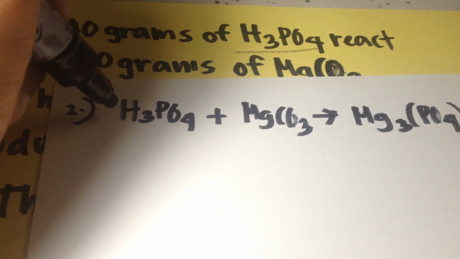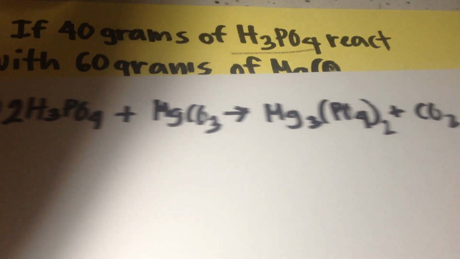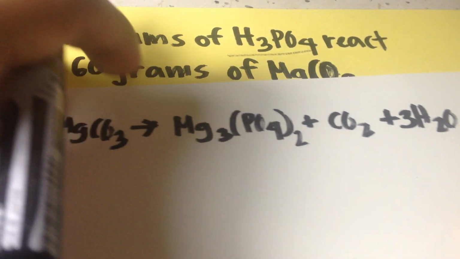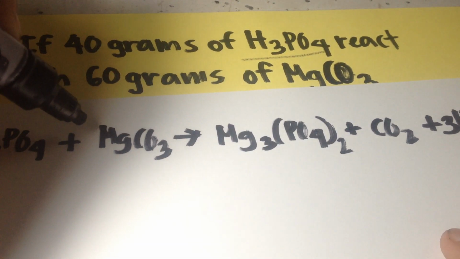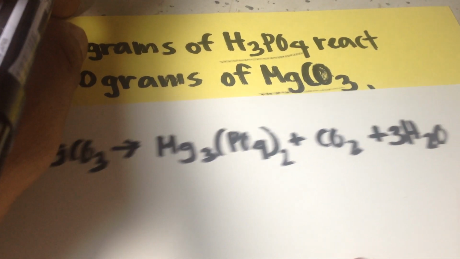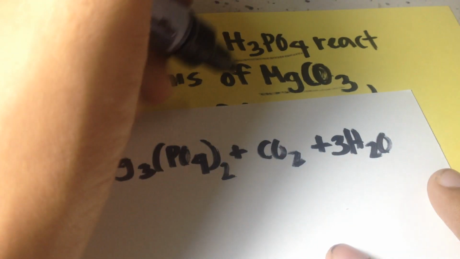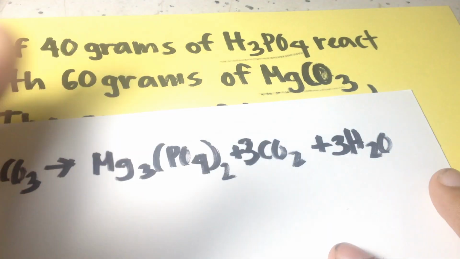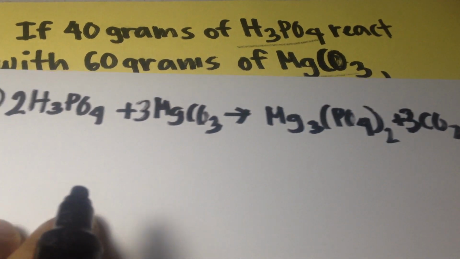So this is not perfectly balanced yet. You write a 2 coefficient here and a 3 coefficient here. And we write a 3 coefficient in magnesium carbonate, and a 3 coefficient in carbon dioxide. So this is perfectly balanced.